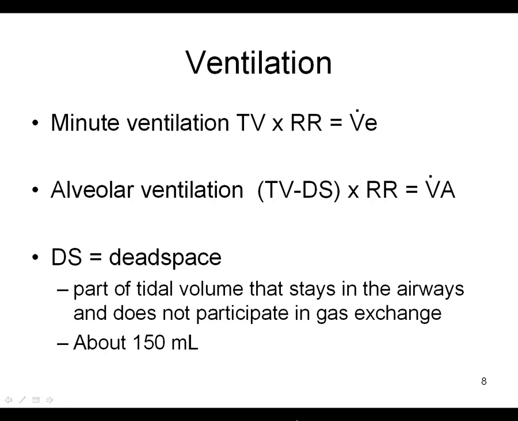So if my tidal volume is 500 and I'm breathing 10 times a minute, then my minute ventilation is 5,000 mils per minute. If my dead space is 150, then tidal volume of 500 minus dead space of 150 leaves 350 mils actually going down into the alveoli. If I'm breathing 10 times a minute, then my alveolar ventilation is 3,500. So 3.5 to 4 liters a minute is a typical alveolar ventilation.